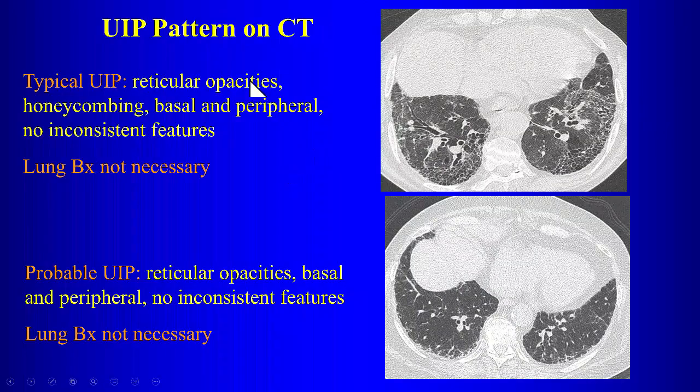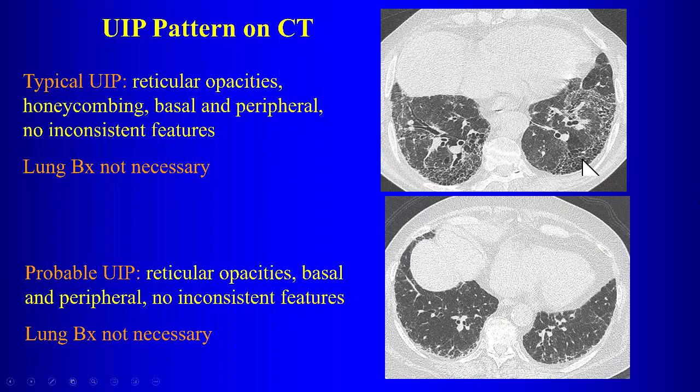So the typical UIP pattern: reticular opacities, honeycombing, basal and peripheral, no inconsistent features. If we decide on that, and if the patient has clinical findings that are typical of idiopathic pulmonary fibrosis, lung biopsy is not necessary. The patient can be given a diagnosis of idiopathic pulmonary fibrosis and then can be treated.